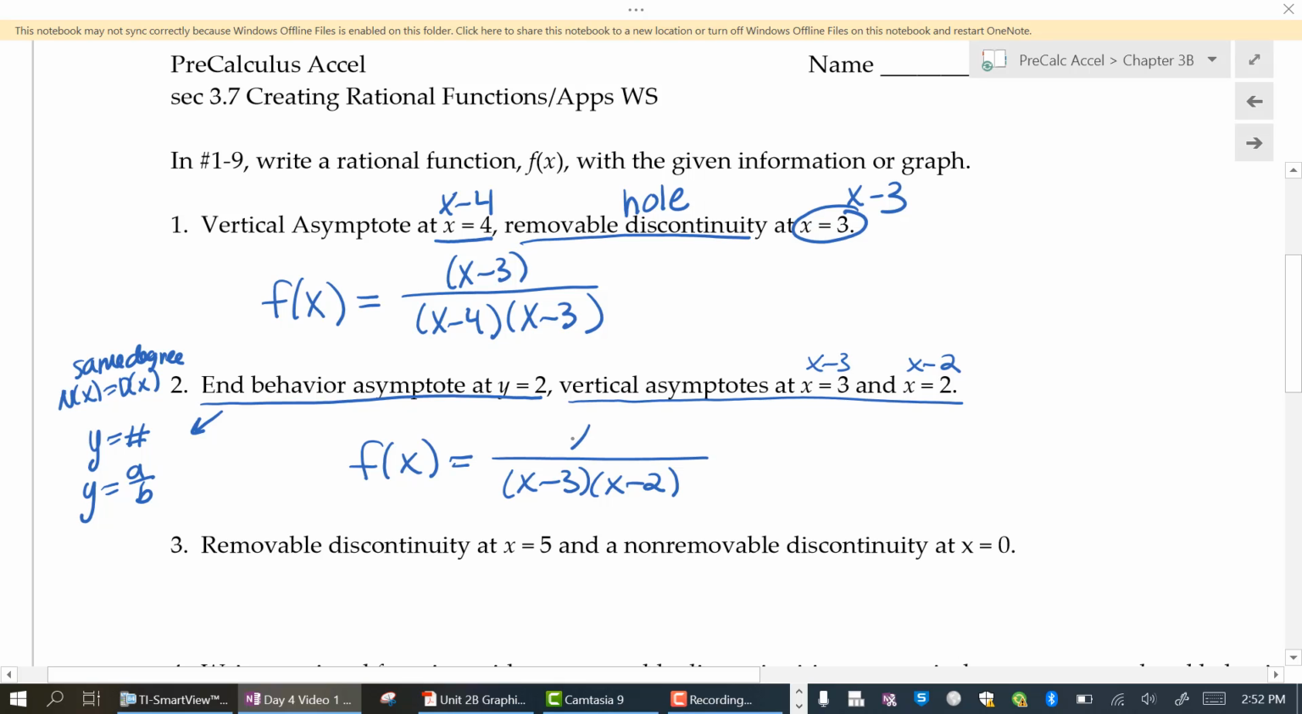I know my numerator has to have an x squared because x times x will give me x squared in the denominator, and I know that my numerator and denominator need to be the same degree as I said over here. To make it 2, though, I'm going to have to put a 2 in my numerator because 2 over 1 would give me that end behavior asymptote at 2.